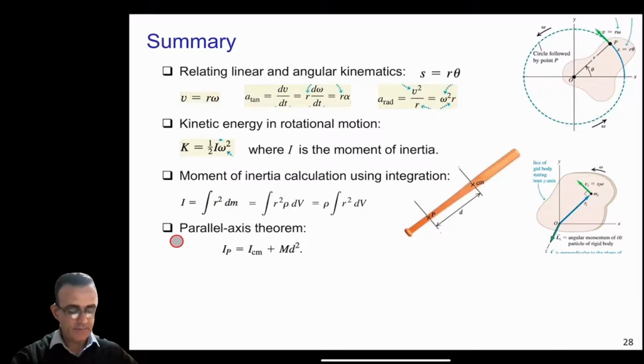And finally, we discussed the parallel axis theorem. If you know the moment of inertia about the center of mass, you can calculate the moment of inertia about any other point in the body using the parallel axis theorem, which is this equation here. So IP, which is the moment of inertia about an axis passing through point P, is equal to the moment of inertia about the CM plus m d squared. m is again the mass of the body, and d is the distance between the CM and the P.